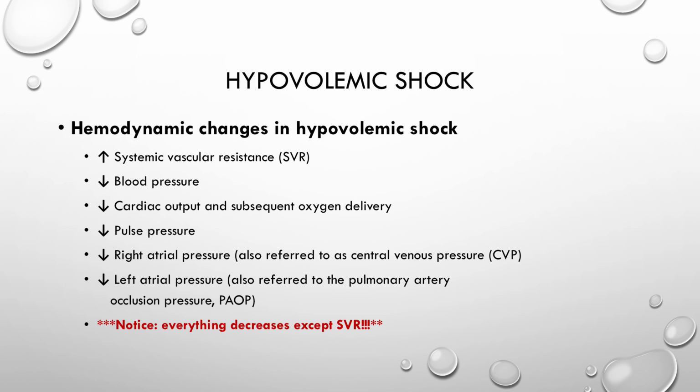So you're going to have a decrease in blood pressure, a decrease in cardiac output and subsequent oxygen delivery, a decrease in pulse pressure, a decrease in right atrial pressure, which is also referred to as central venous pressure, and a decrease in left atrial pressure, which is also referred to as the pulmonary artery occlusion pressure. Notice that everything decreases except SVR.